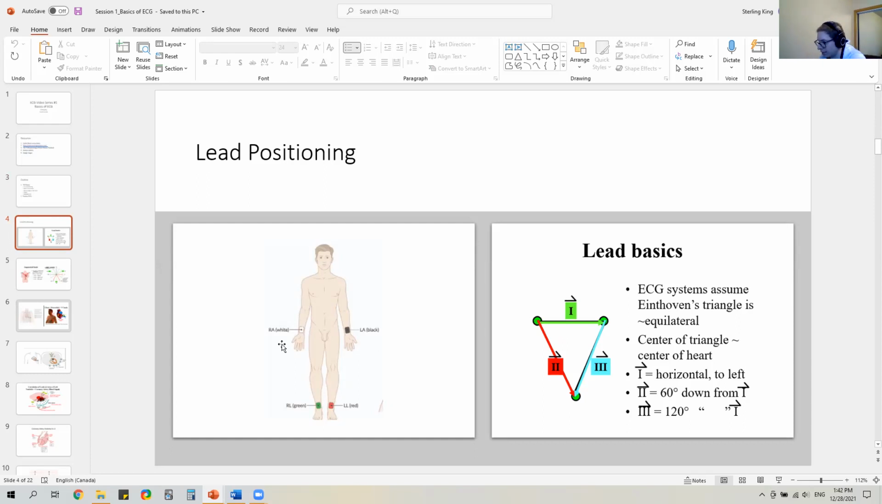So if the charge is going this way, we can measure it from lead 1. Lead 1 is pointing to the left, so it'd be going across the person in this direction. Lead 2 is pointing down, also towards the left, but towards the foot. And lead 3 is going down the other way, towards the right foot. So lead 1 going across, lead 2 going to the bottom left, lead 3 going to the bottom right.